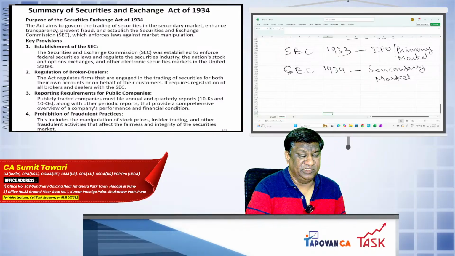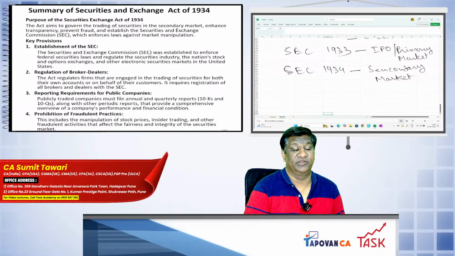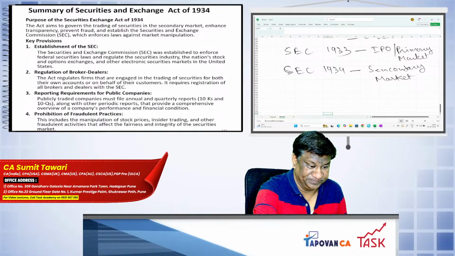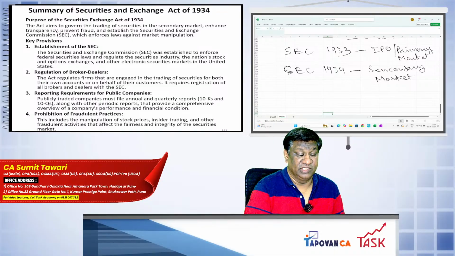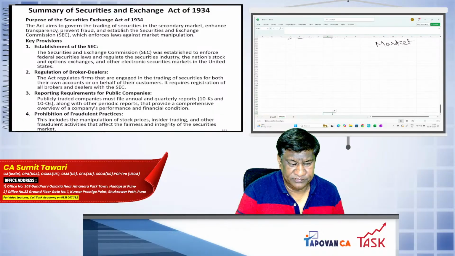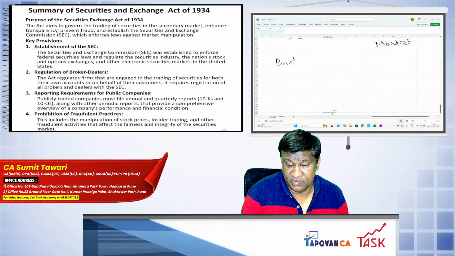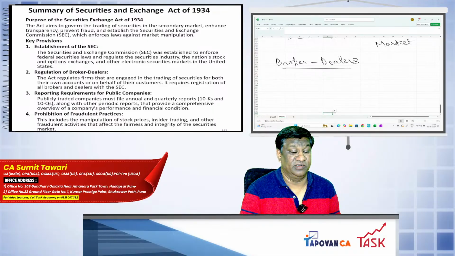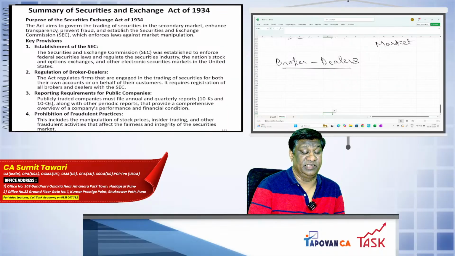Okay. So, establishment of the SEC. The Securities and Exchange Commission was established to enforce federal securities law and regulate the securities industry, the nation's stock and options exchanges, and other securities markets in the United States. Regulation of broker-dealers. The Act regulates firms that are engaged in trading securities for both their own account and on behalf of their clients. It requires registration of all brokers and dealers with the SEC. So that relationship is regulated under the Securities Exchange Act 1934.